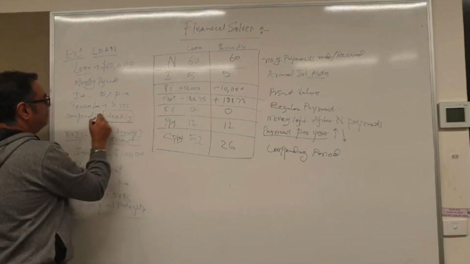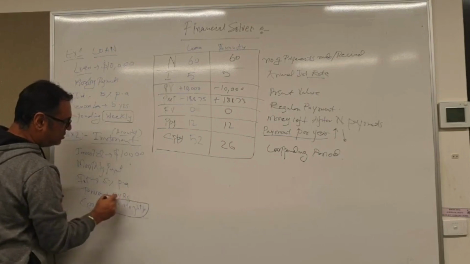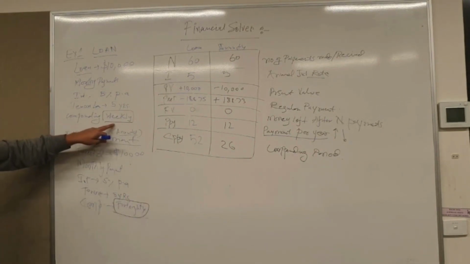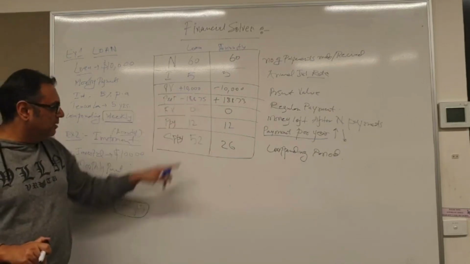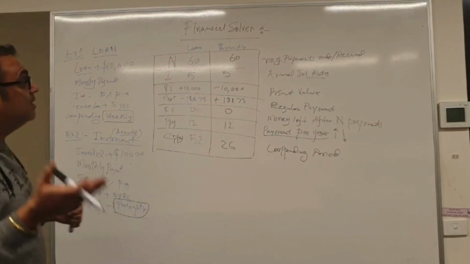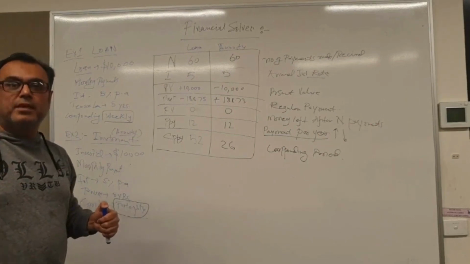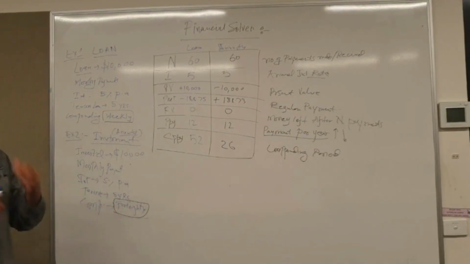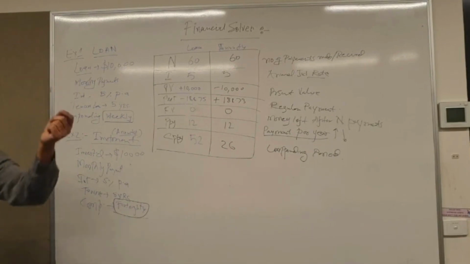Compounding period made all the difference. And why was compounding weekly more than compounding fortnightly? Because if there's a shorter period of time, I think the more frequent the compounding is happening, the more money you earn or you pay.